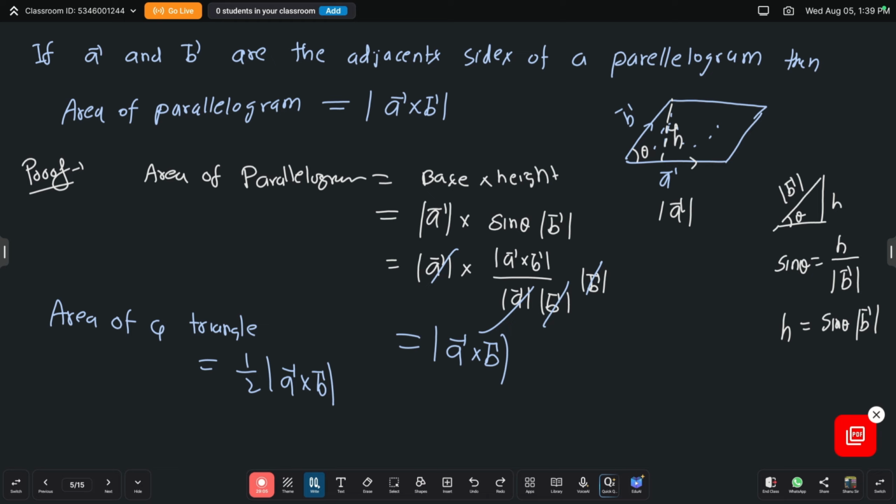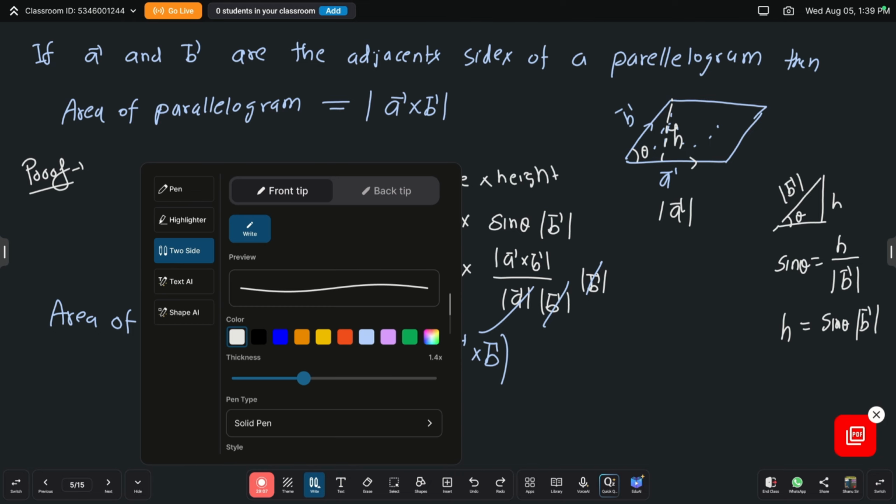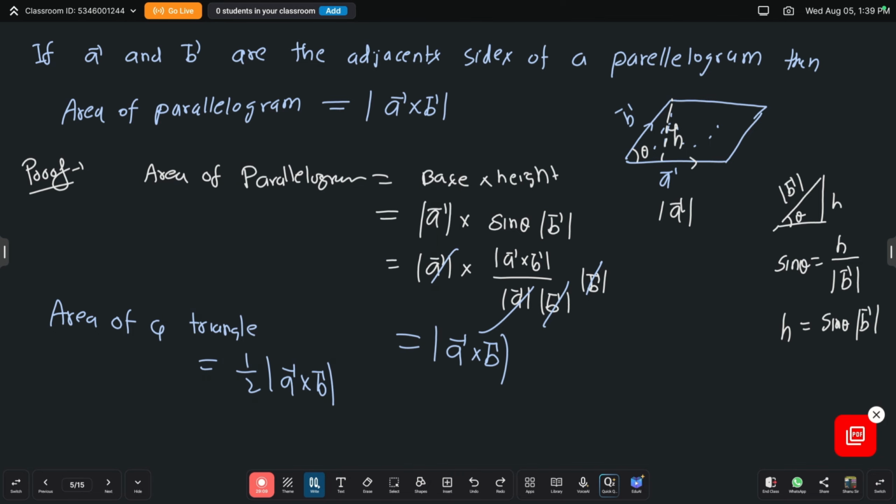You think now, if I draw one diagonal here, now these are two triangles. One is this triangle, one is this triangle. Exactly, this diagonal divided the parallelogram into triangles. So if the complete area is mod A cross B, then this area how much? Half of mod A cross B.